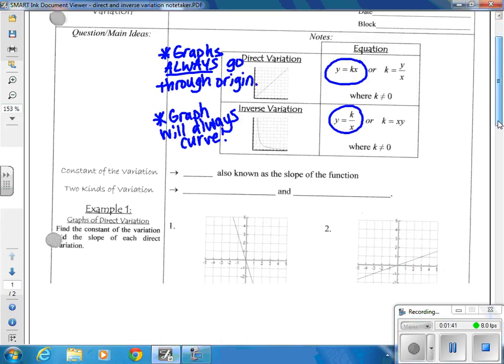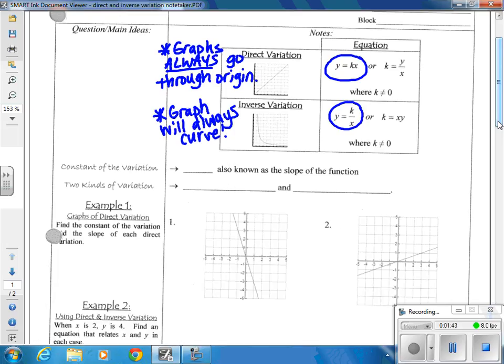The next thing we want to fill in is some key vocabulary. The constant of variation is known as the letter k in these formulas. So every time you see the k value, that represents the constant of variation. And it's also known as the slope. So slope and constant of variation are synonyms for each other. When they ask you to identify the constant of variation, they're really asking you for the slope of the problem. But instead of using the letter m, like slope is normally written as, the letter k is used for constant of variation.